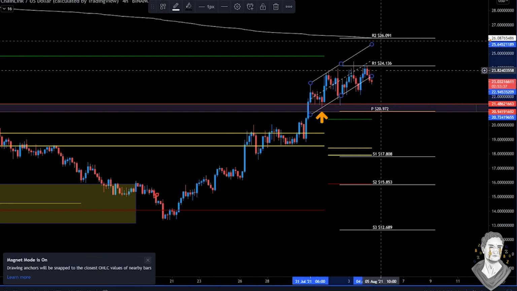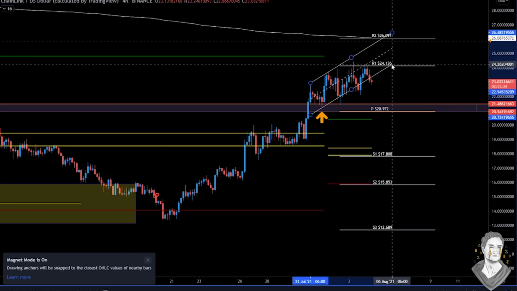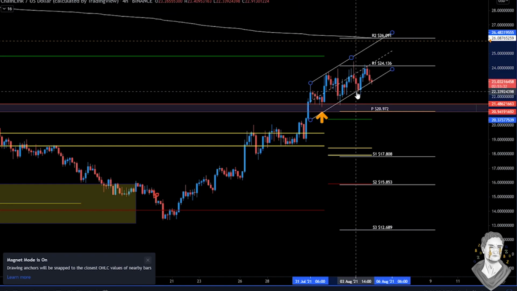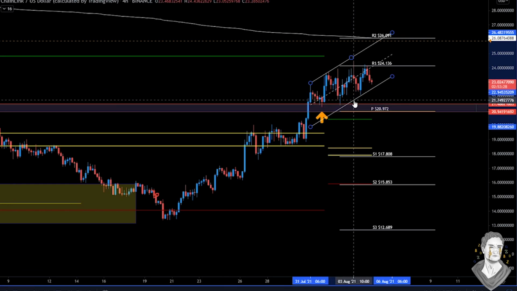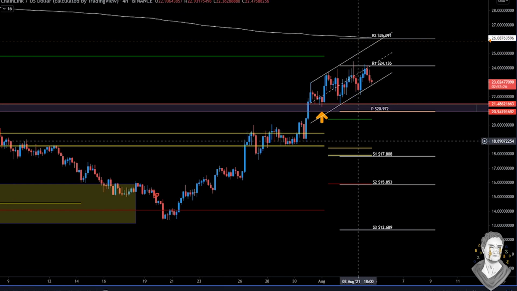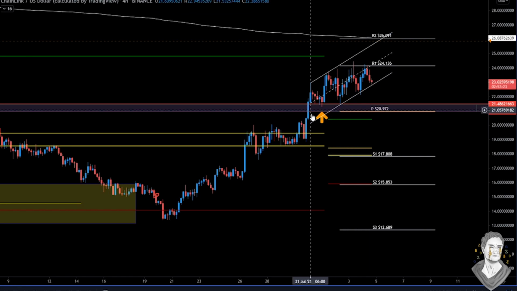Okay, so right here, we can see a little bit of a channel. Now you could be pulling this all the way down, all the way down here, and overall that does look good. So I do like that. That is going to be a rising channel.